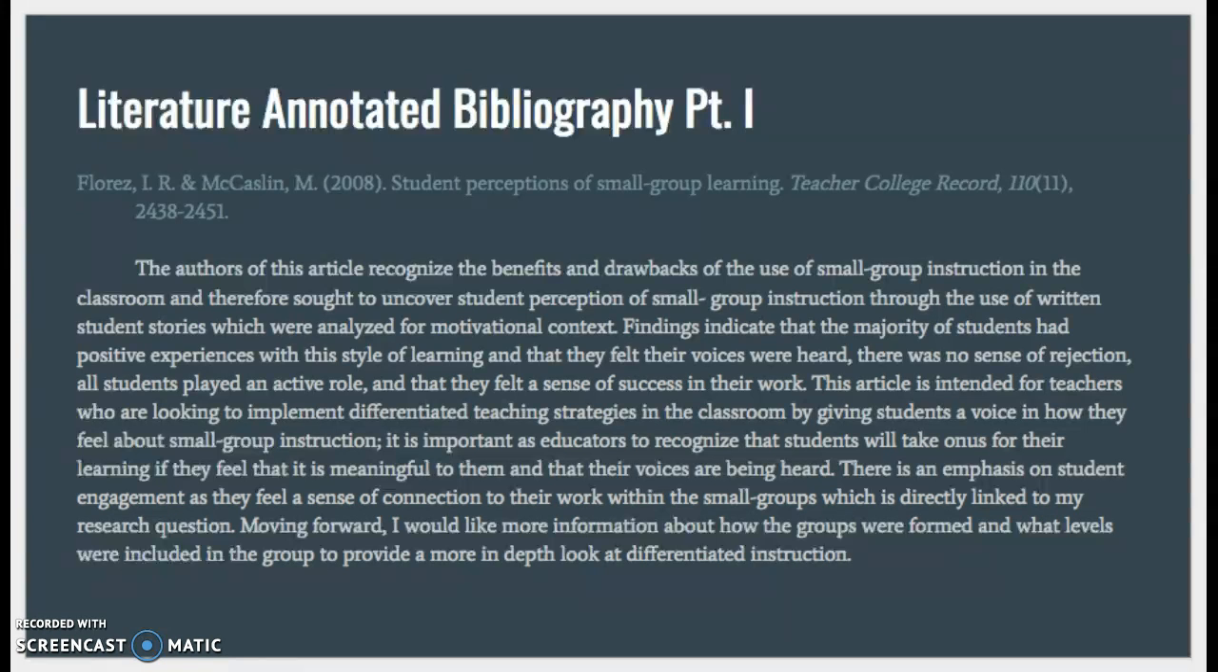Moving forward though, because there's always limitations with articles, I'd like more information about how the groups were formed and what levels were included in the group to provide a more in-depth look at differentiated instruction. So what I mean by that was, were they mixed groups? Were they more homogeneous? How were the students separated based on their needs?